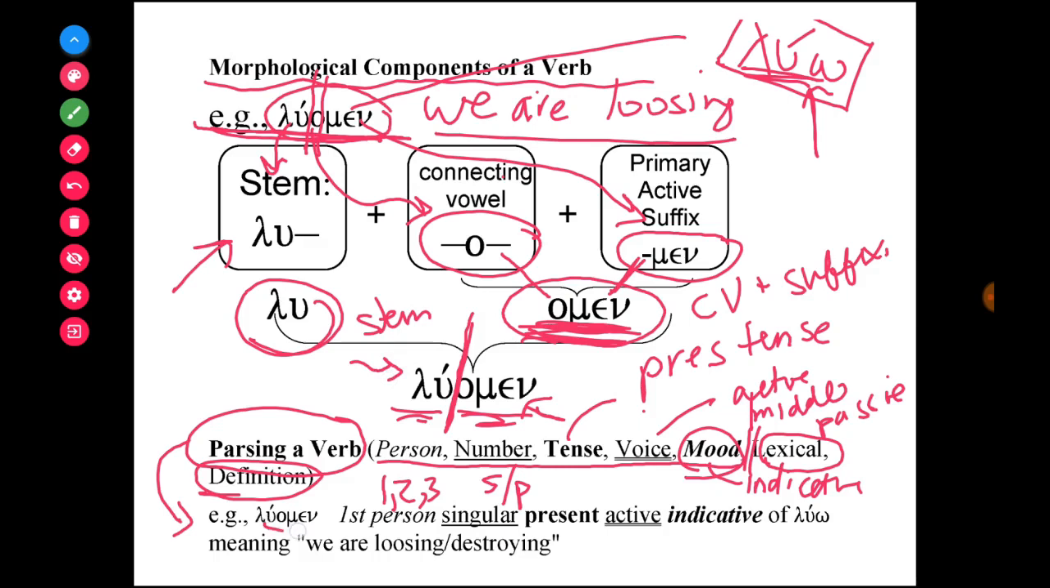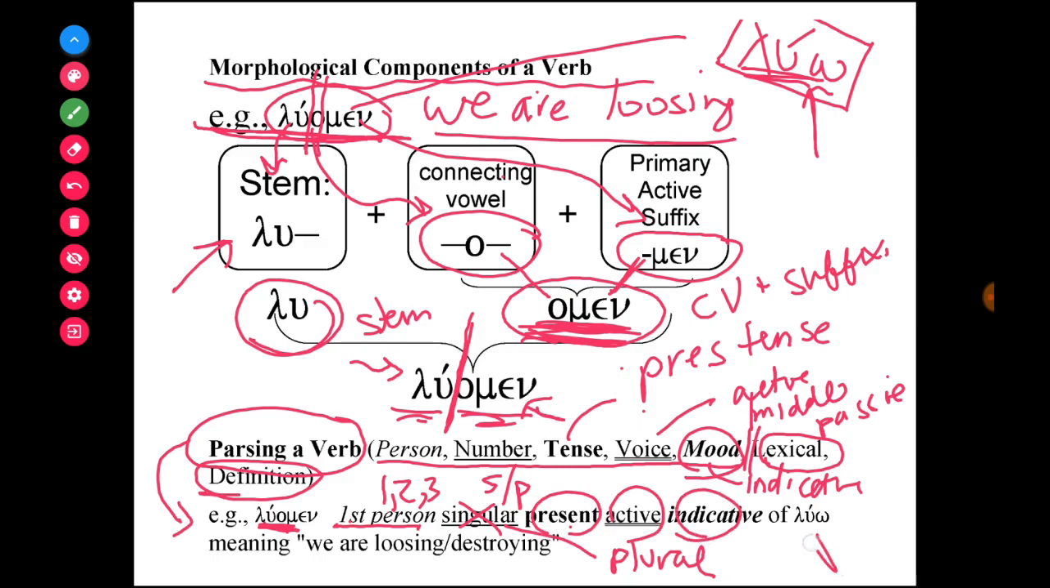So luomen, if I were to divide this, we are loosing. That's first person. That's a mistake there, a typo. That's plural. It's for we, which is plural, right? So first person, we is plural. It's a present tense, it's active, and it's indicative. Those are the parsing elements.